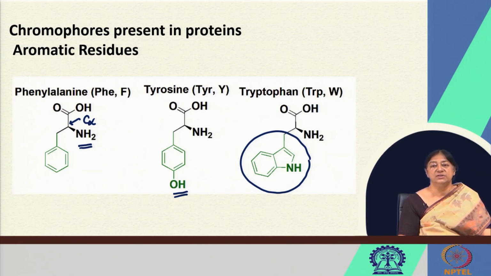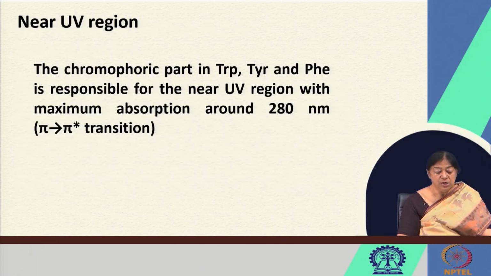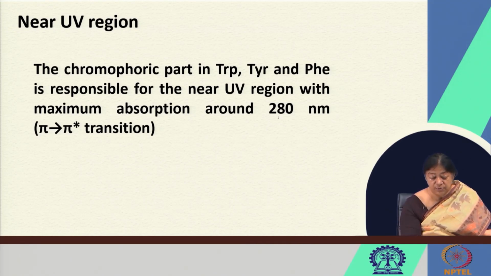These aromatic residues are the chromophoric moieties in proteins that bring about the spectroscopic characteristics to a large extent, making them useful for an understanding of their concentration, their presence and so on. So we look at the near UV region. What do we mean by the near UV region? We know that the visible region starts from 400 nanometer to 700 nanometer. So the near UV region is close to 320 nanometer.